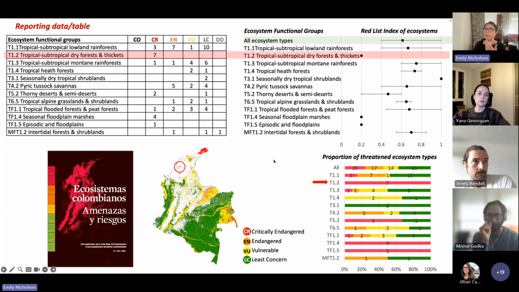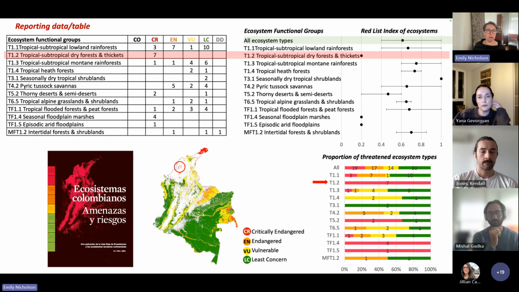So for example, what we can see here is that tropical, subtropical, dry forests are very threatened, much more so than lowland rainforests, which we hear a lot more about. And this is largely due to very high loss in the area of these ecosystems, up to 90% of the original distribution of these dry forests have been cleared. So we see that they're all critically endangered, all seven dry forest ecosystem types are threatened. And basically you can just see them as tiny red dots in this map because that's all that's left.